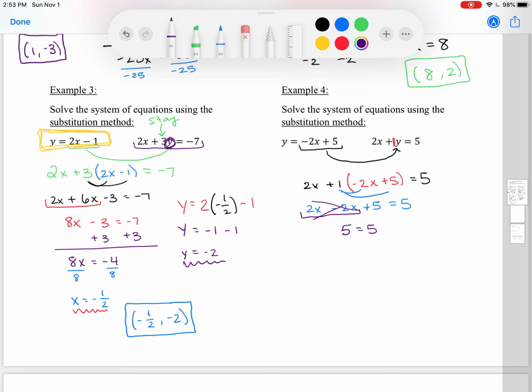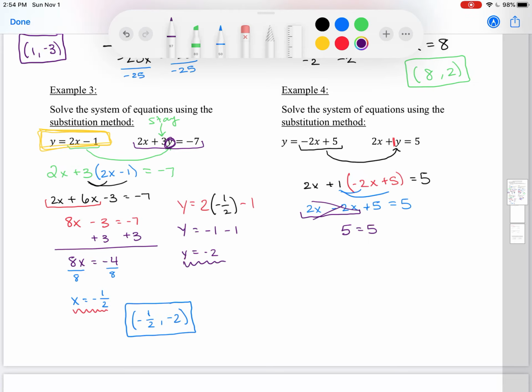I see my x terms are on the same side, so I can combine those. 2x minus 2x is going to give me a 0x, so those are going to go away. And I'm left with 5 equals 5. So the fact that those variables just went away, your x variable just became 0, we are now stuck with either no solution or infinitely many solutions.